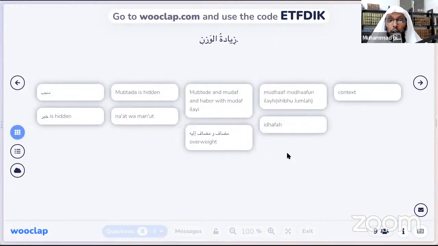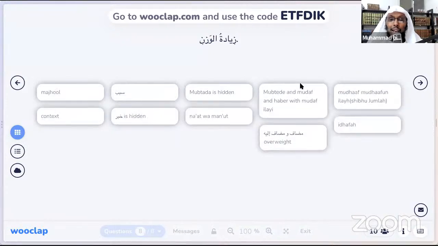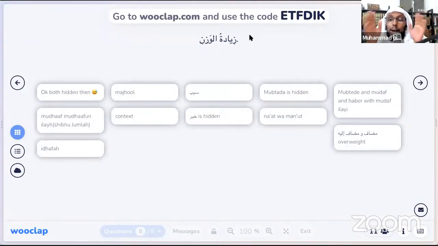Mubtada and mudaf and khabar with mudaf ilayh. No. This can't be the mubtada and that be the khabar. That's not possible. Mudaf ilayh is considered one word. Grammatically speaking, mudaf ilayh is one word. One entity is one thing. Kitab al-Muallim is one thing. Okay? Kitabullah, Allah's book, is one thing. Rasulullah, the Messenger of Allah, Muhammad sallallahu alaihi wasallam, is one thing, one entity. So you can't say Rasulullah is mubtada and khabar. No.